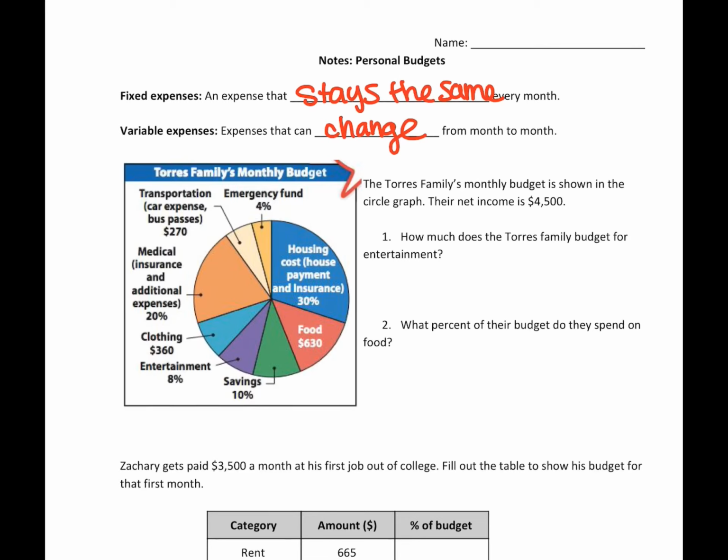The Torres family's budget is shown in the circle graph. Their net income is $4,500. Number one, how much does the Torres family budget for entertainment? So we first need to figure out where entertainment is, and it's right here, and it's at 8%. So we need to set up a proportion. We know it's a percent, so it'll always be over 100. And because their total net income, meaning that's how much they spend every month, is about $4,500, we know that needs to go on the denominator. And then we're just solving for x.